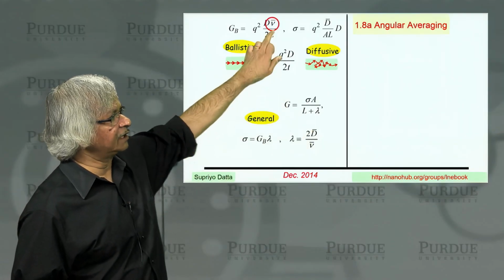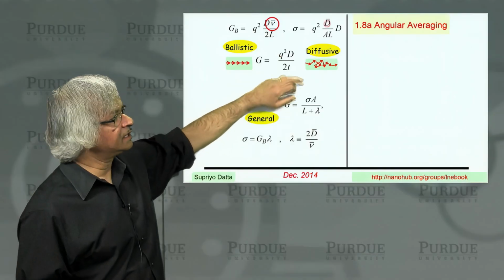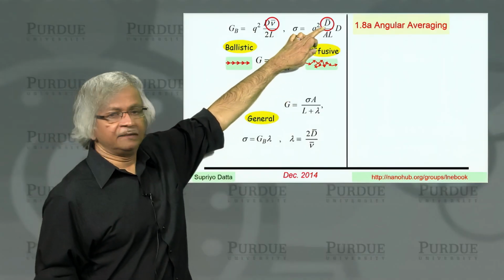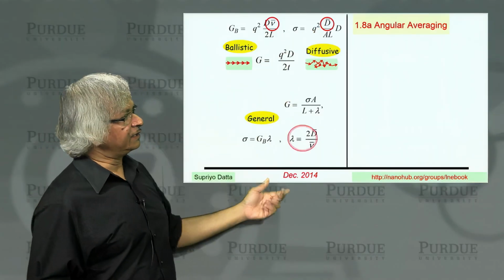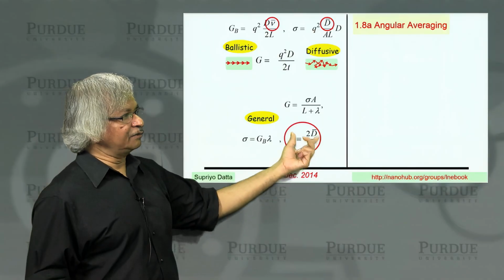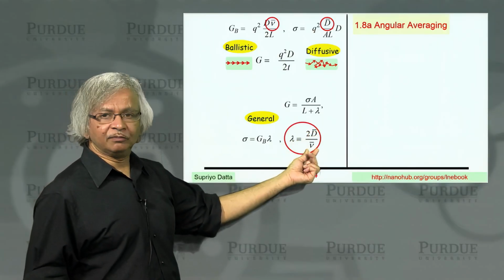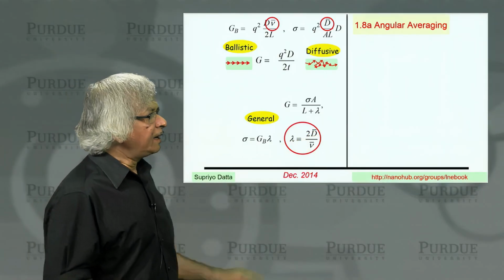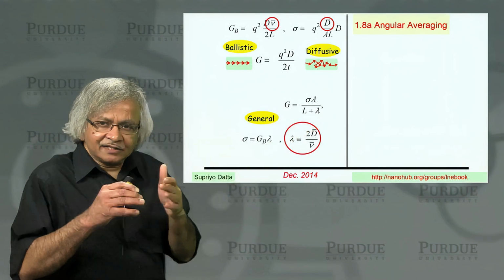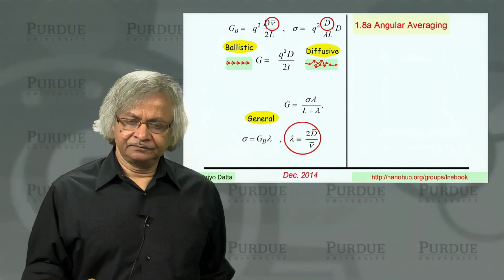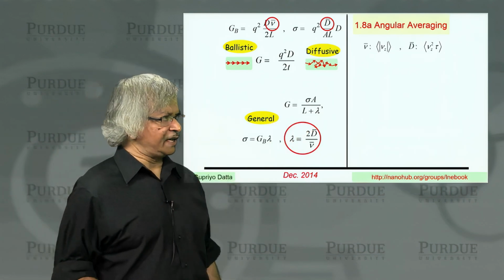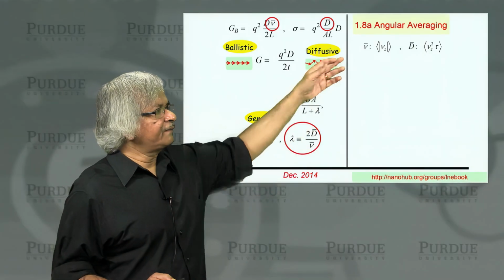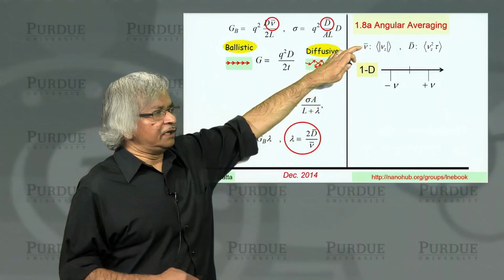You see the V bar that entered the ballistic conductance, the D bar that entered the conductivity, and this lambda, which is this ratio of D bar to V bar. Because this bar indicates there is this averaging involved here. So let's start with the simplest case, that is a 1D conductor.